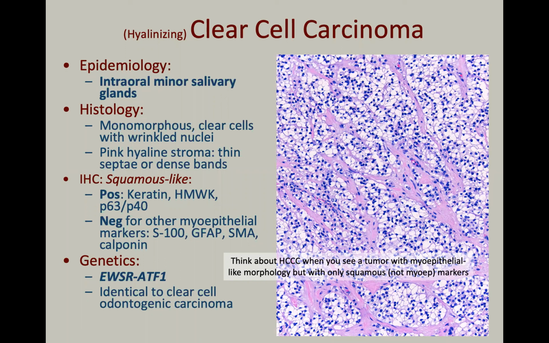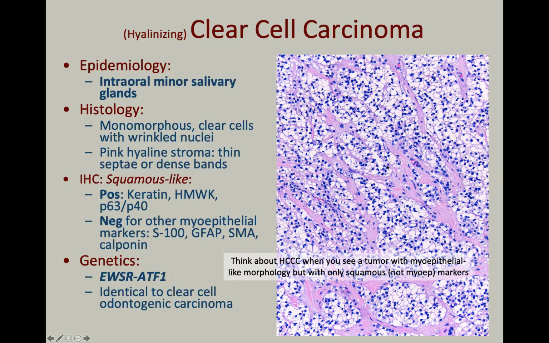The other type of cancer that has very prominent clear cells or can have prominent clear cells is clear cell carcinoma, formerly hyalinizing. This tends to happen in minor salivary gland sites like the tongue. It can have stromal eosinophilic hyaline, but it doesn't always have to. Basically, the immunoprofile is essentially of a squamous cell carcinoma, meaning high molecular weight keratin, P63, P40, with absence of any other evidence of myoepithelial differentiation. So no S100, no calponin, no SMA, no GFAP.